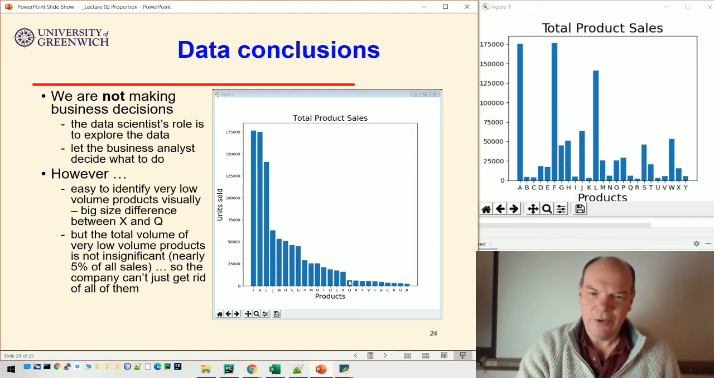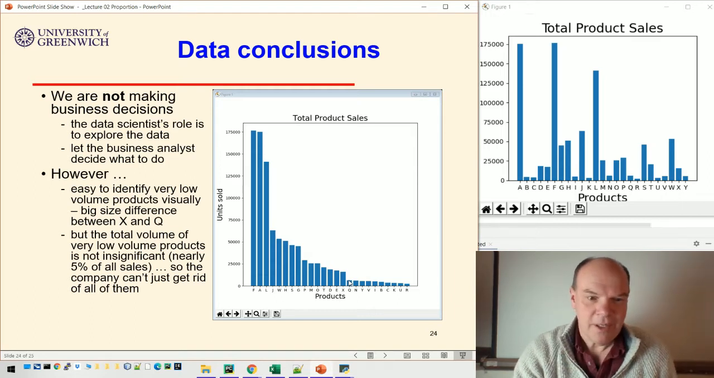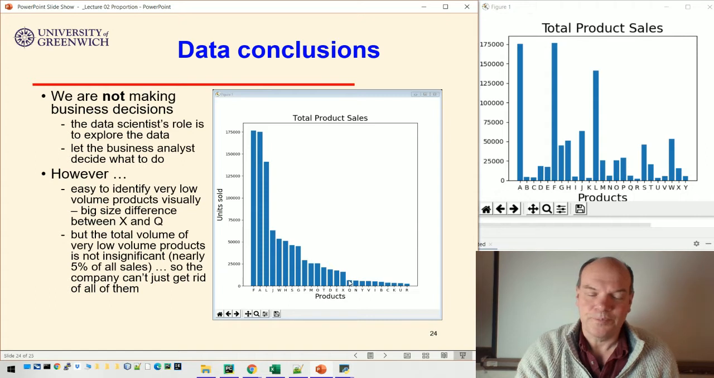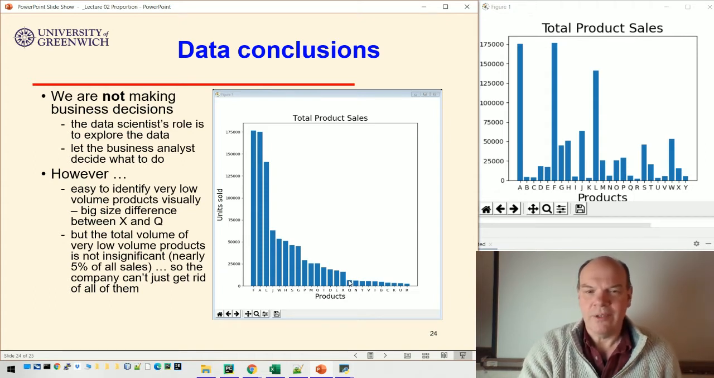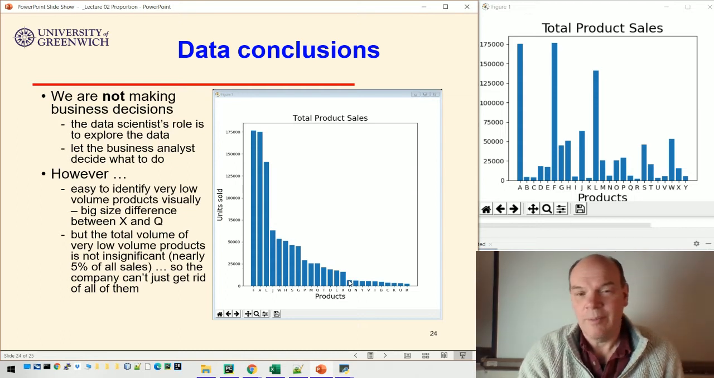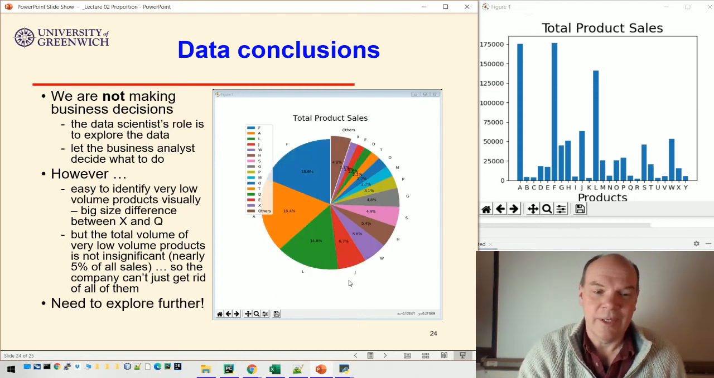But as we saw when we grouped the products, the total volume of all the very low products is not insignificant. So nearly 5% of all sales, the company can't just get rid of them. So we need to do a bit more exploration about what the trends are, which are going up or down. We can look at that next week. So we'll need to explore further.